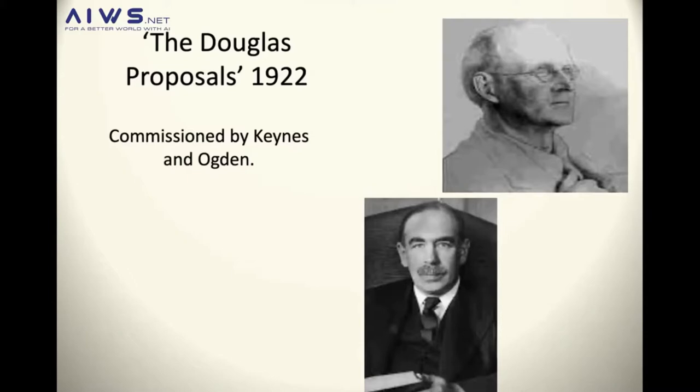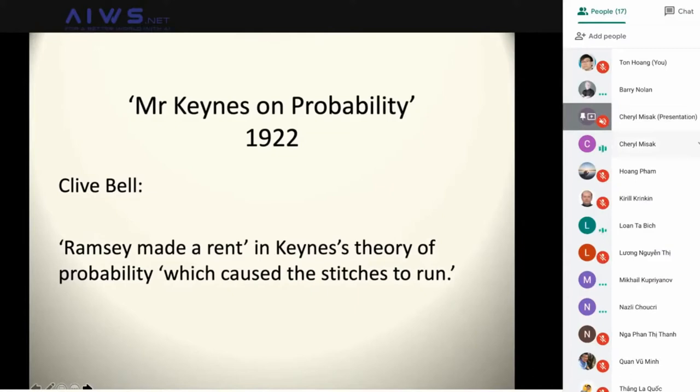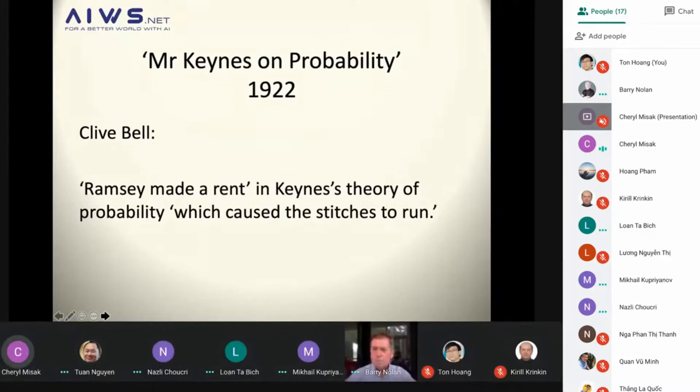Also at the age of 17 and 18, Ramsey wrote another paper in the Cambridge Magazine called Mr. Keynes on Probability. And this is what I think is going to most interest those in AI, Ramsey's work on probability. He was the founder of the subjective account of probability and really choice theory, although as you'll see, Ramsey himself would not have liked what happened to his views.